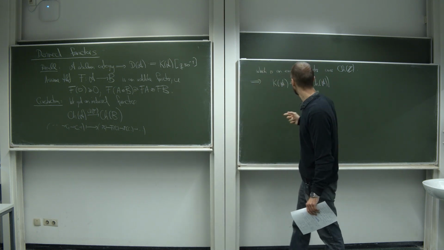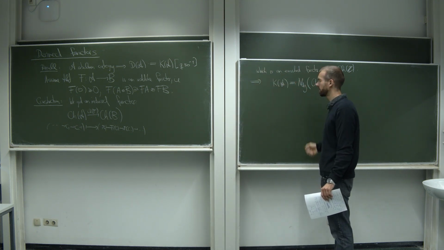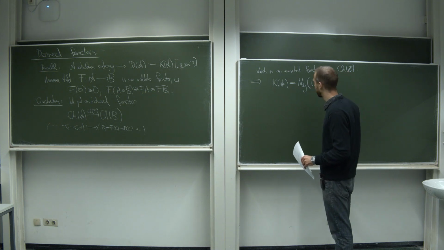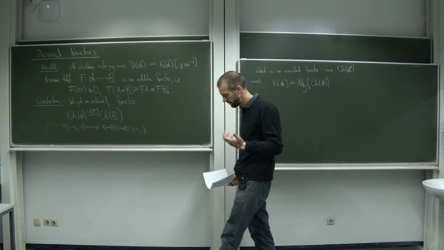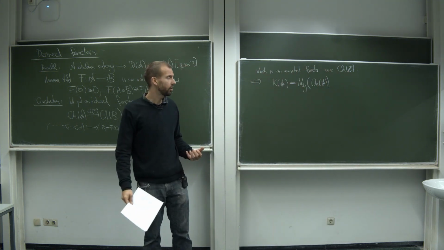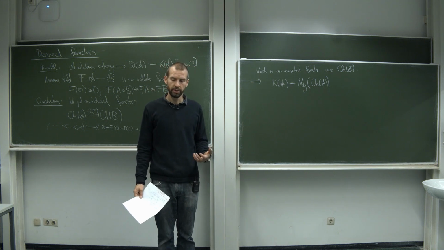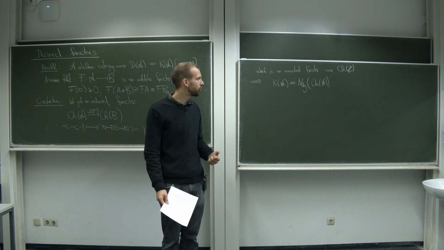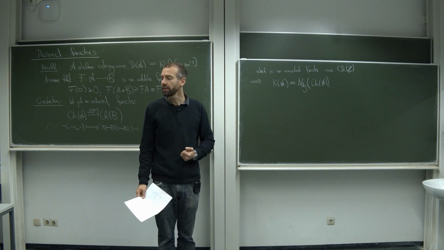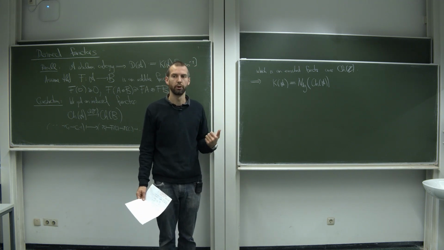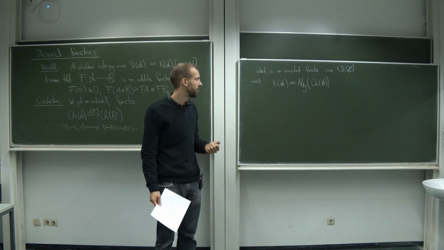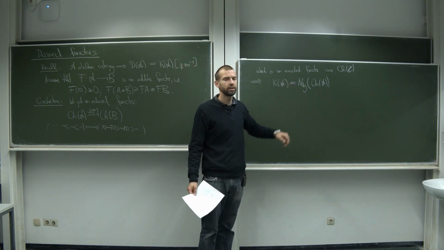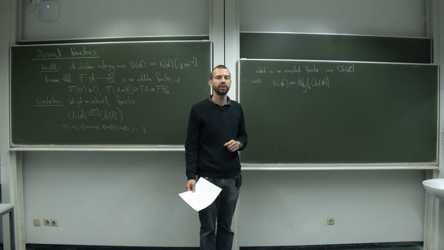Remember, the DG nerve was formed by first considering a category enriched over chain complexes of abelian groups as a category enriched over simplicial sets, where from a chain complex I get a simplicial abelian group, and then I forget down to simplicial sets, and then I form the homotopy coherent nerve of a simplicially enriched category. And since this was actually Kan enriched, we see that this is an infinity category.